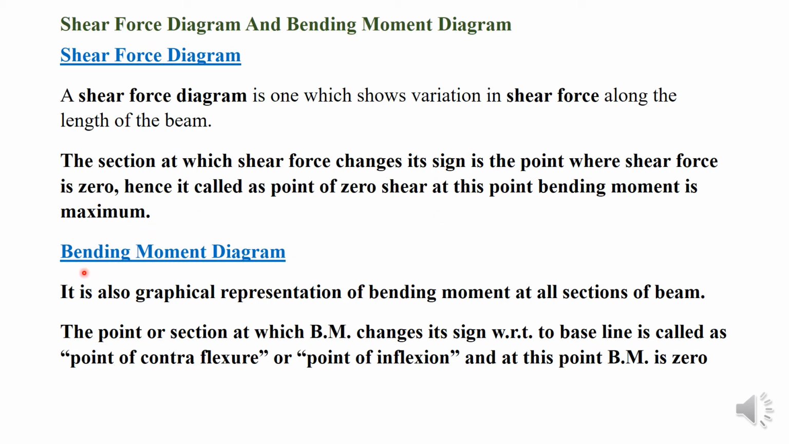Then the bending moment diagram. It is also a graphical representation of bending moment at all sections of the beam. The point or section at which bending moment changes its sign with respect to the baseline is called the point of contraflexure or point of inflection, and at this point bending moment is zero.